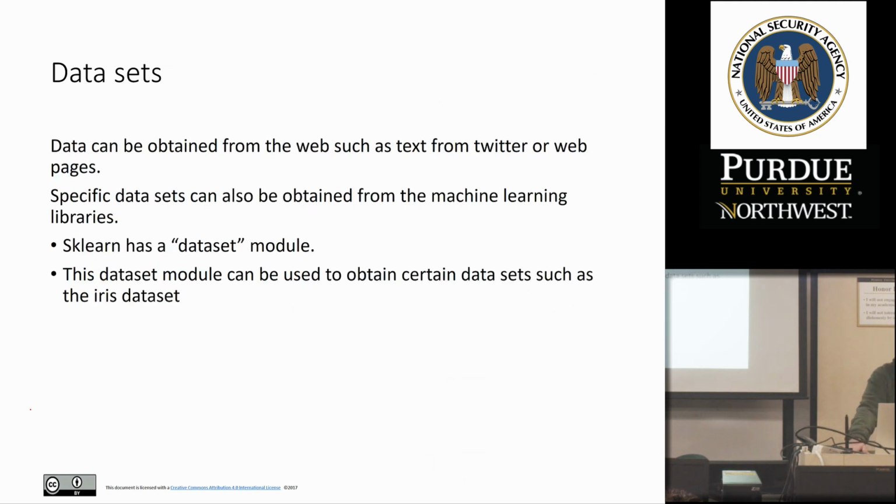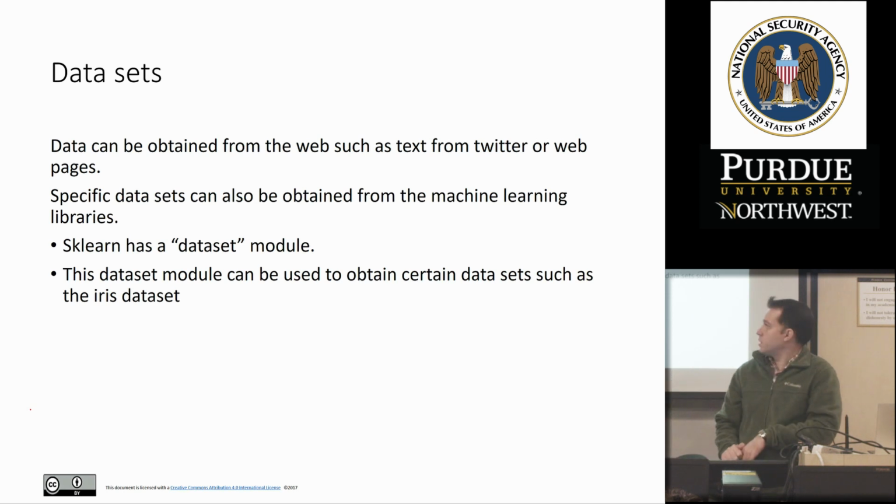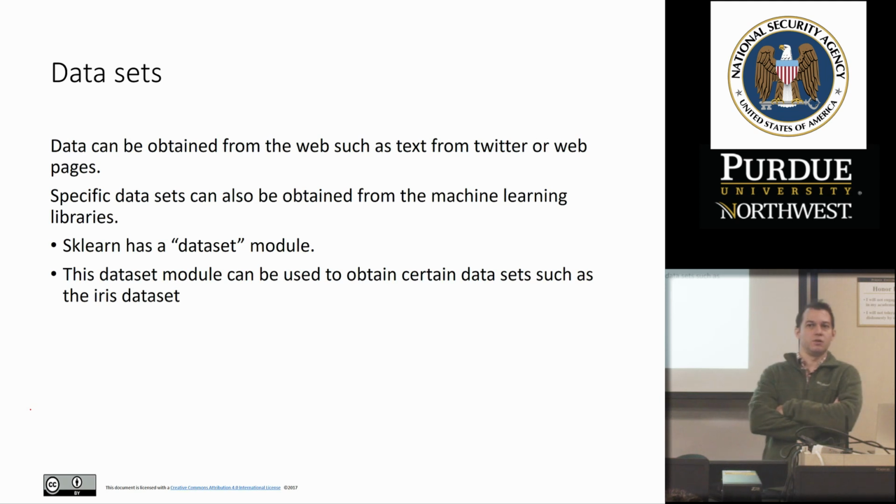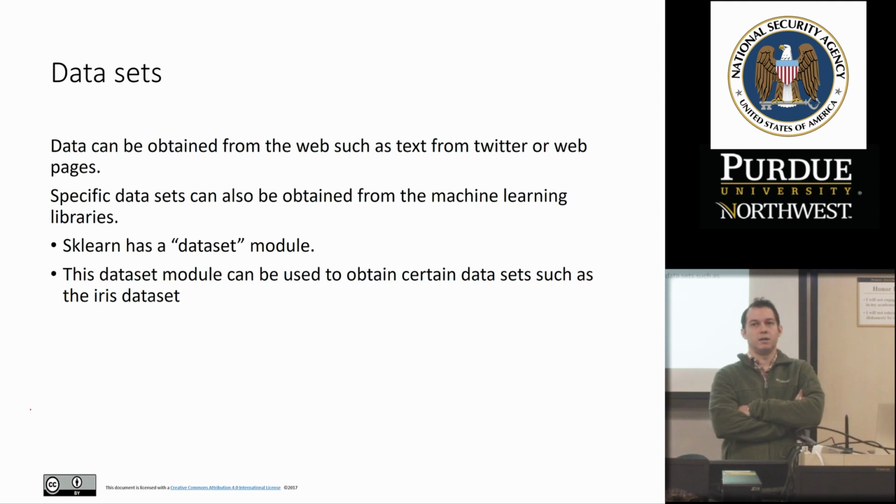So data can be obtained from the web, such as text data from Twitter, for instance. As everyone should know, data mining is about analyzing data, and there's different kinds of data sets that you can look at. Now, for this course, obviously, the focus is cybersecurity data sets. So we're talking about network data, information in the payload header or TCP header or IP headers. But anyway, data can be obtained from the web, such as text from Twitter or web pages.